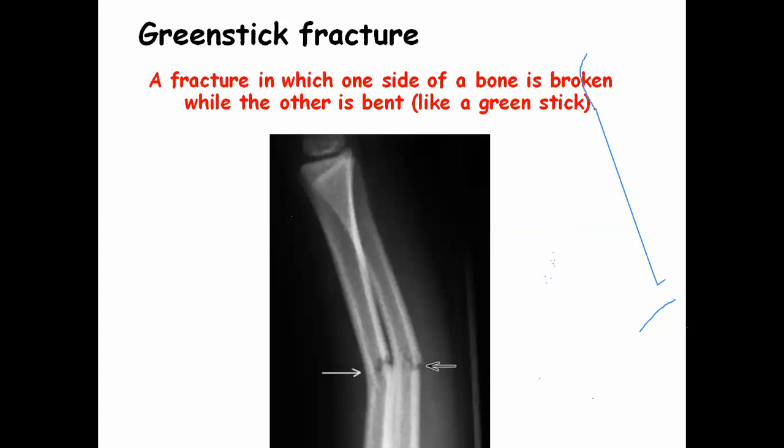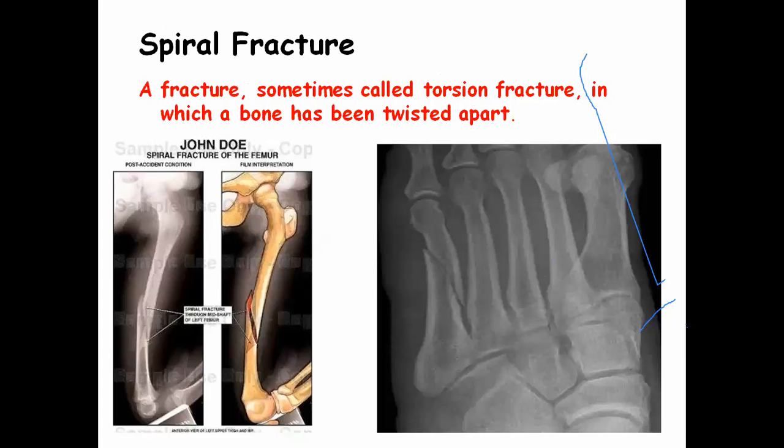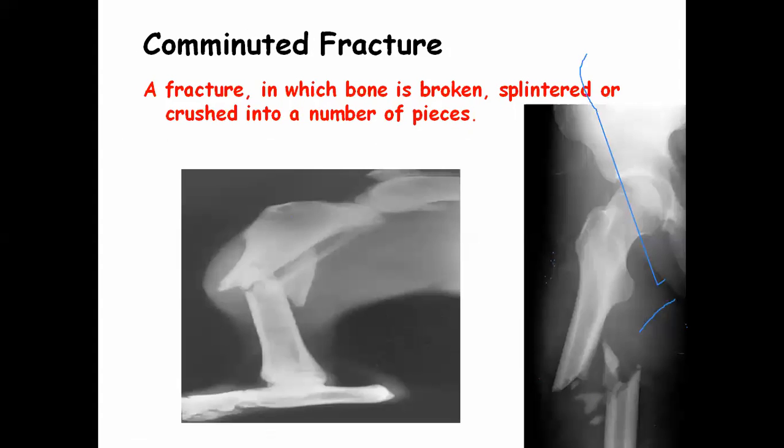Did you understand? Now coming to the spiral fracture. A spiral fracture is also sometimes known as a torsion fracture, in which the bone has been twisted apart. The name itself says spiral; there is breakage of the bone in a spiral structure. The bone is being twisted apart. So this is known as a spiral fracture.